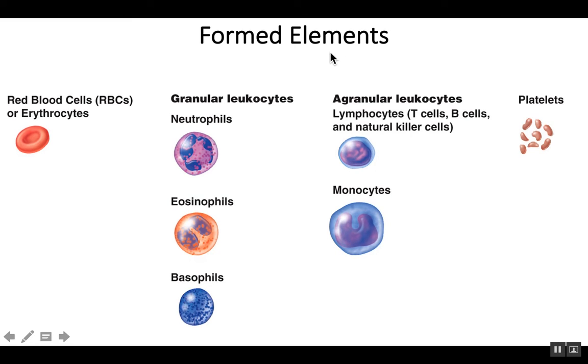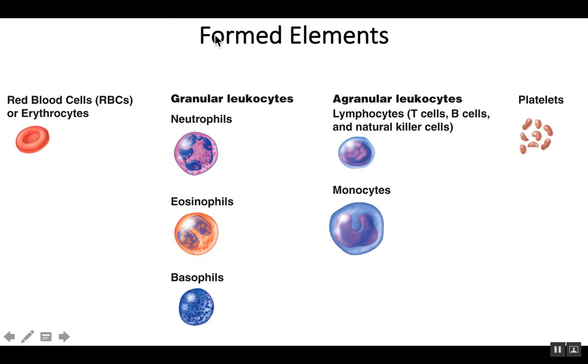Formed elements are the cells and cell fragments that are produced in bone marrow that circulate throughout the bloodstream. The first category under the heading of formed elements are the red blood cells, or erythrocytes. These are by far the most abundant formed elements, and they function to transport oxygen throughout the body, but also help transport carbon dioxide throughout the body.